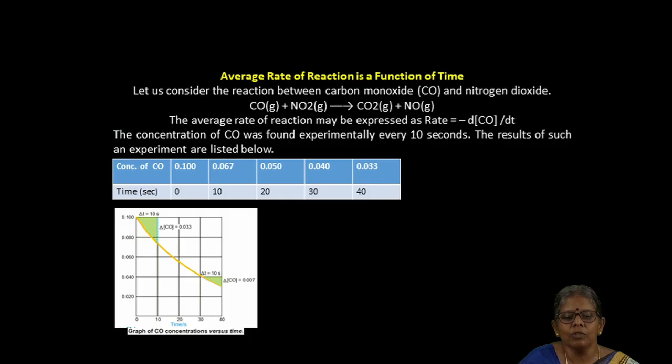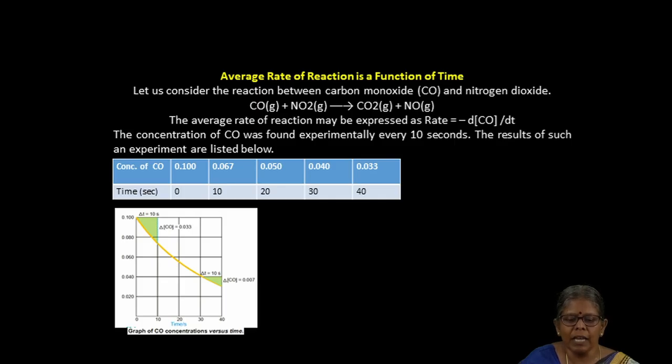Here the slope of the reaction at the initial state is 0.033, whereas at the final state the slope is 0.007, that is 7 into 10 to the power minus 3 moles. But these will not be the same. Therefore, it is not ideal to take the average between these two very different values. Therefore, the instantaneous rate of a reaction has to be considered.